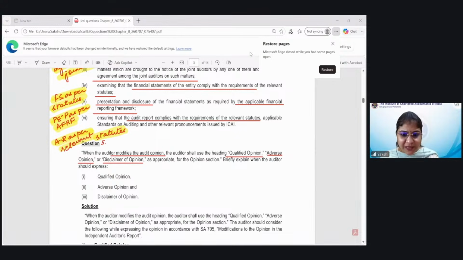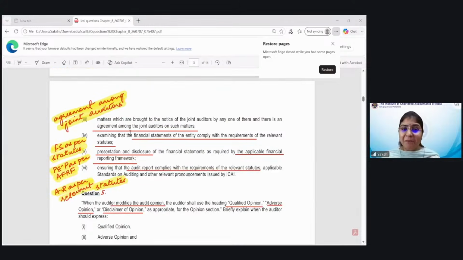Sumedh is asking me to explain the third point. Okay, Sumedh. They say matters which are brought to the notice of the joint auditors by any one of them, and there is an agreement among the joint auditors on such matter. So, we may understand with the help of an example. Suppose A, B, C, there are three firms auditing. A comes across certain disclosure which is not made. For example, there was some kind of litigation which was going on in the name of the company, but the company did not disclose this.